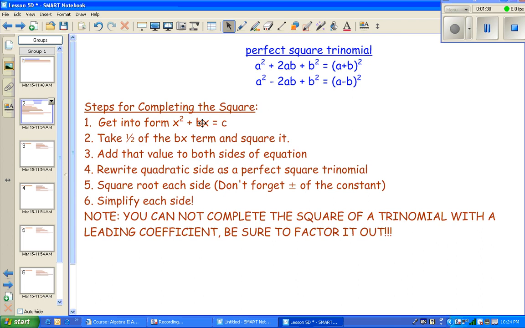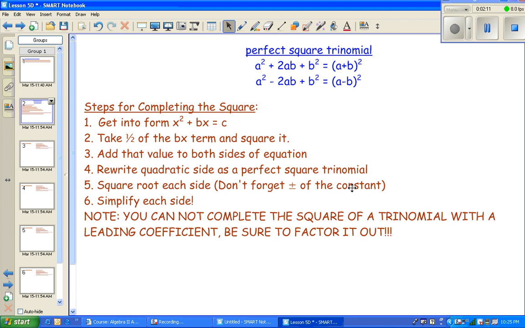Then you're going to rewrite, so what you're going to be left with here is a perfect square trinomial. And you'll rewrite that as the perfect square. Then once you have a perfect square, the way you get rid of the square is you square root each side. You want to make sure that when you're doing this you don't forget your plus or minus, just like we learned in lesson 5A with the square root method. Anytime you put a radical into the problem that wasn't initially there, you want to make sure you always put a plus or a minus with the answer. And then we'll simplify each side.